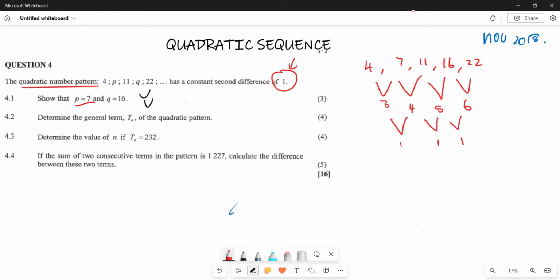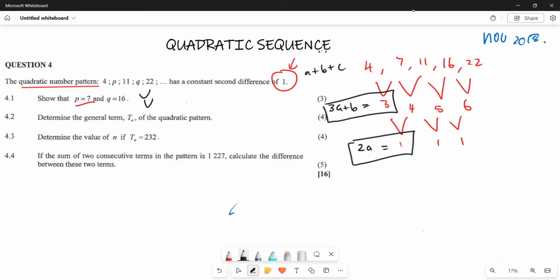Now, what is it that you're going to do when you are looking for the Tn of the quadratic pattern? Firstly, your second difference is always going to be equal to 2a. So this is going to be equal to 2a. And then what else now? Your first difference is going to be 3a plus b, which is going to be equal to 3. And your first term is going to be a plus b plus c, which is going to be equal to 4.